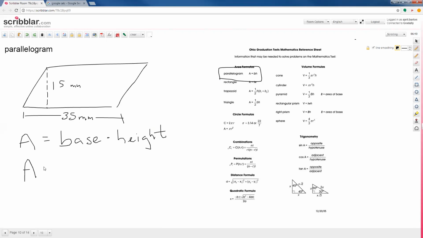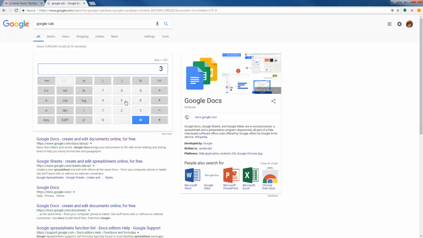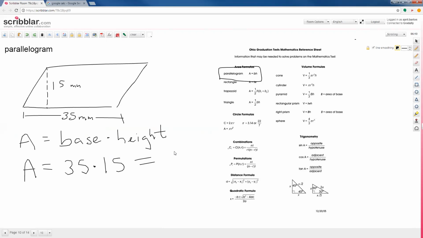So on this shape, what's the base? 35. Good, 35. So 35 multiplied by the height of 15, the height was that number inside. This one I just need the calculator for, I don't know the answer. That's 525. And then if we use the units, that means millimeters squared. Okay. So those are the basic formulas. Usually they give you something a little more complicated to do with them.